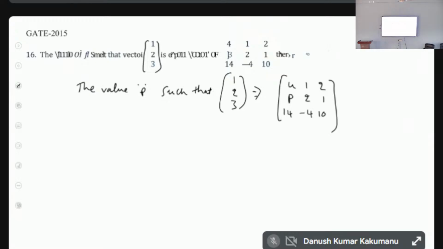The value of p such that the vector 1, 2, 3 is an eigenvector of the matrix. Anybody answer? What is the property we are applying here? Ax equals lambda x.